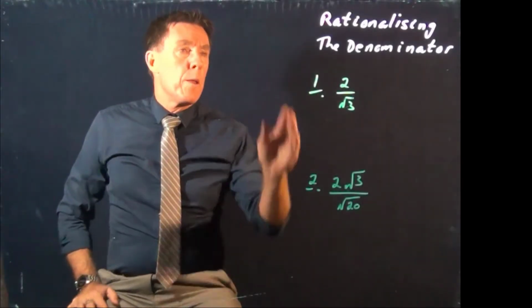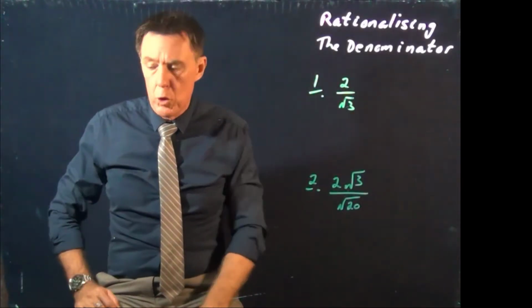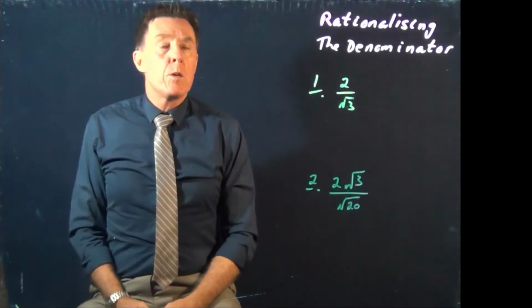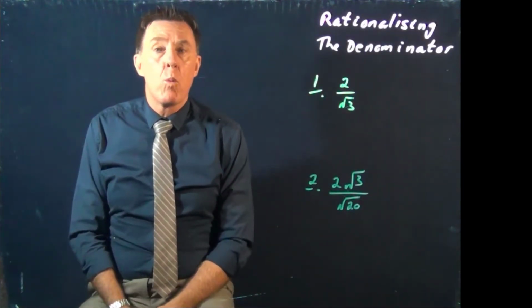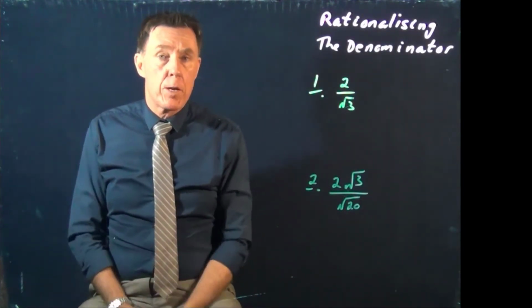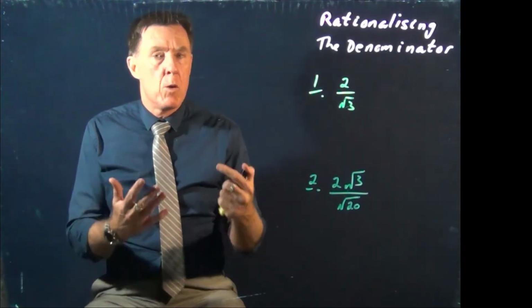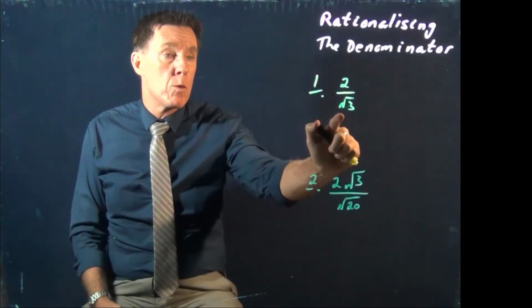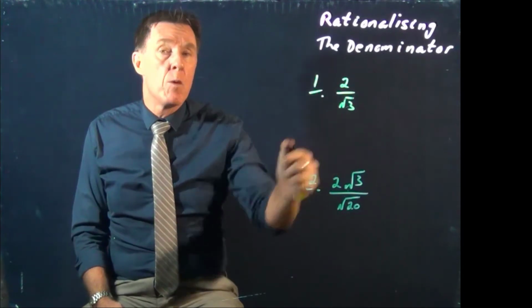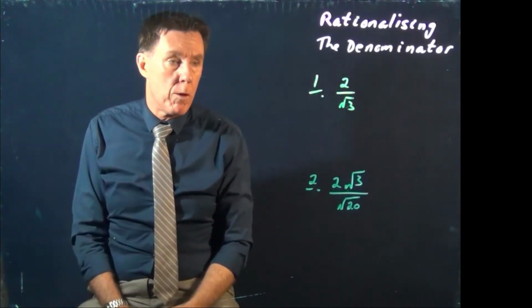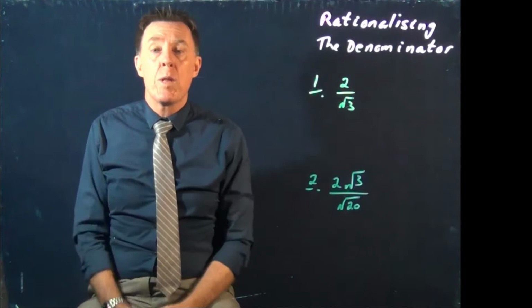Now in this video we're going to talk about a thing called rationalising the denominator. When we deal with surds, with fractions, we like the denominator of our fraction to be a rational number. So we don't like having square roots on the bottom of a fraction. We want to try and get rid of the square root off the bottom of the fraction. So how do we do that?